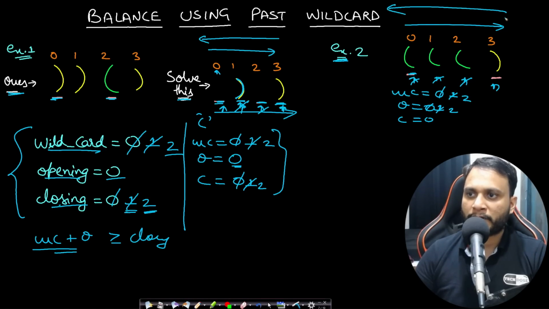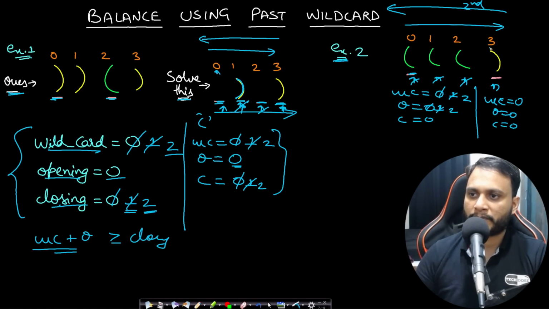Now when I move from right to left in the second parse, I will be checking if we have more opening brackets. So when I do that, again I will be resetting the values: wildcard equals 0, opening equals 0, closing equals 0. When you are at index 3, this is a wildcard, so wildcard plus plus. When you are at index 2, it is an opening bracket, plus plus. Now is it valid or invalid?